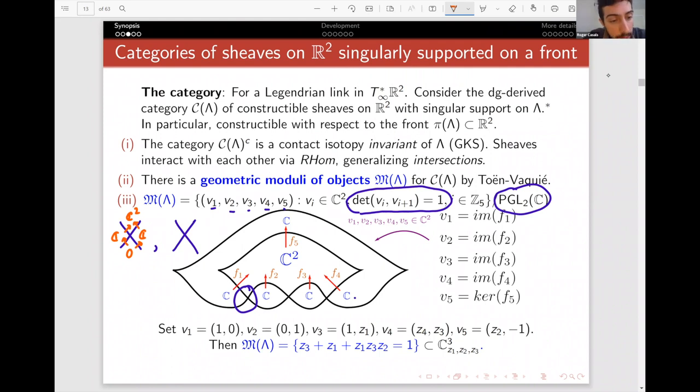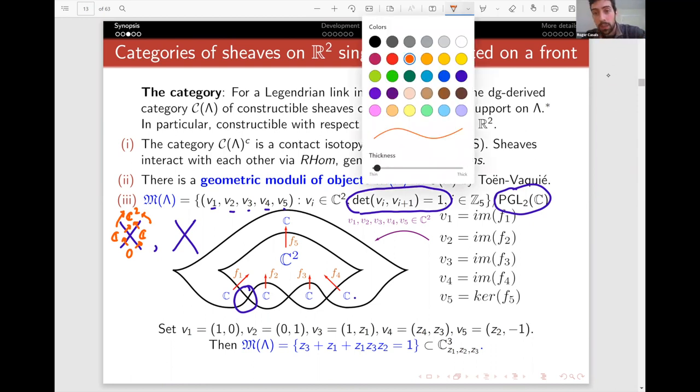and then no condition whatsoever. So for instance, this map from C to C2 could be a certain vector. The image could be a certain vector. And suppose that this other vector is also the same one. Well, that's a perfectly allowed sheaf. It's an allowable sheaf in R2. It's constructible with this stratification, but what's the issue with it?